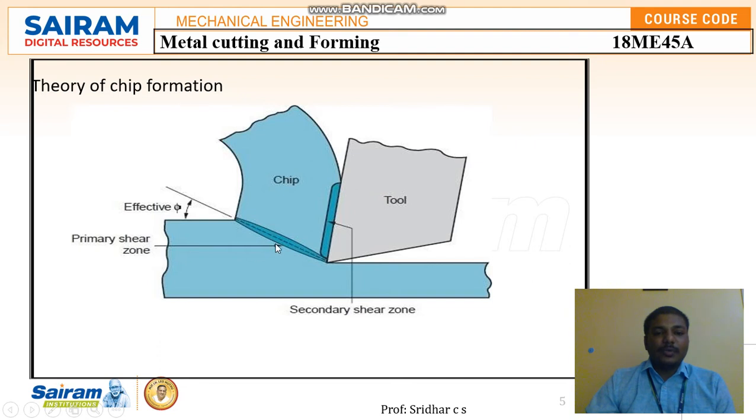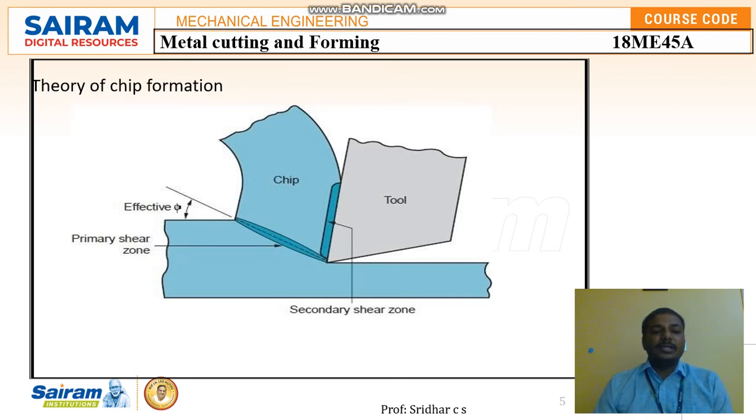In this portion, in this direction when the chip starts moving, we call it the primary shear zone. Shearing is where excess material starts being removed in the form of chips. This is what we call the primary zone and the secondary zone. The angle between the flow direction of the chip and the workpiece, we call the effective angle. This is the angle formed when we start removing the excess material.